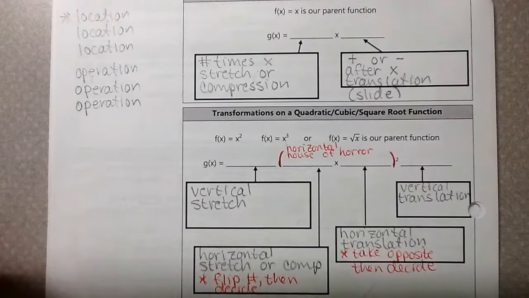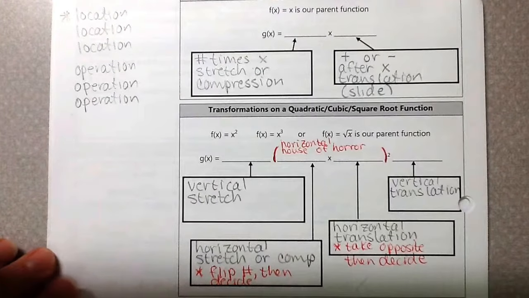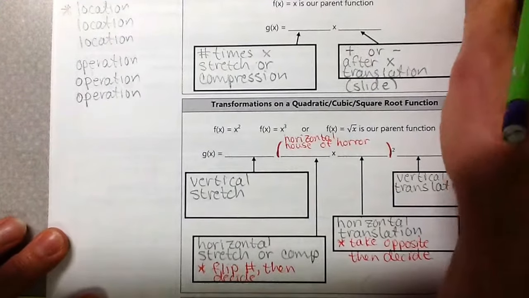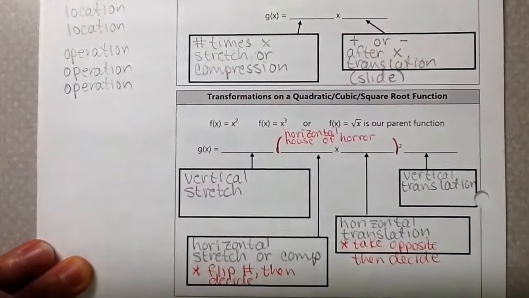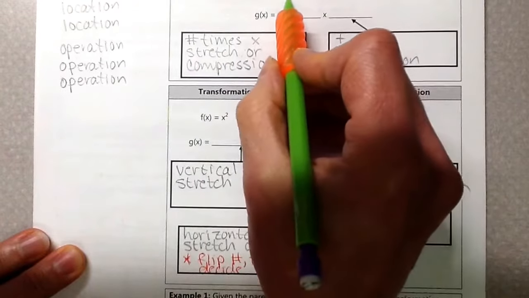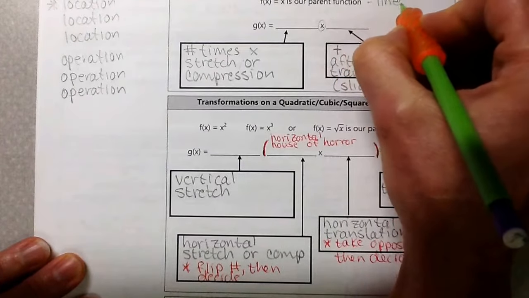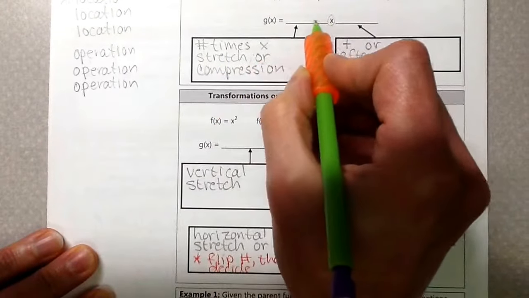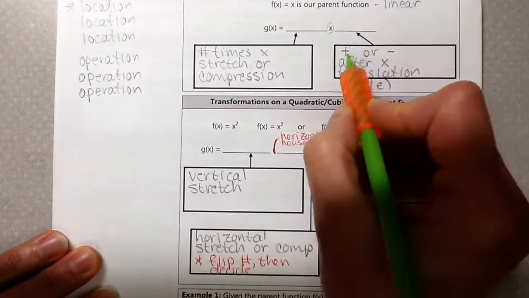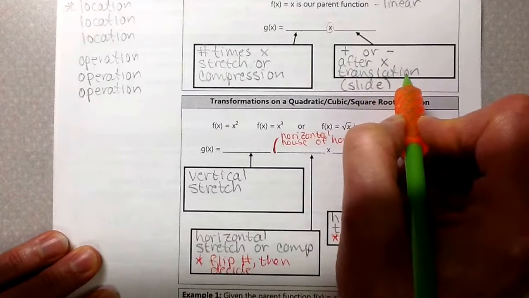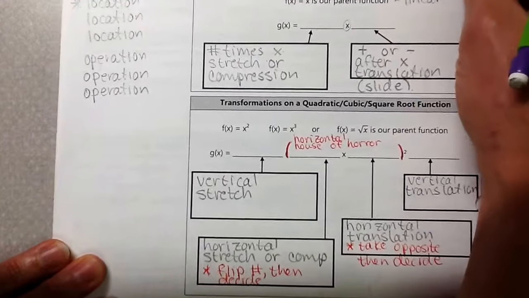Now, functions are going to behave similar to what points did, but there's one huge difference between points and functions. So let's look at this diagram here. If we have our parent function, which is x, this is going to be linear. If we are multiplying out in front of the x, that's going to indicate a stretch or compression. If we're adding or subtracting after the x, it's going to represent a slide or a translation.